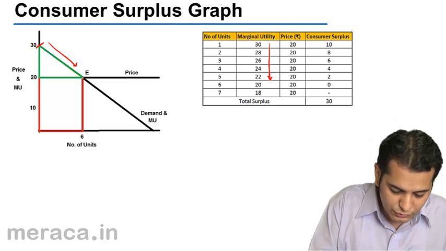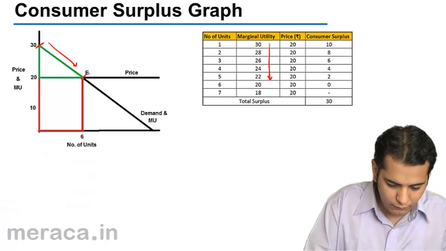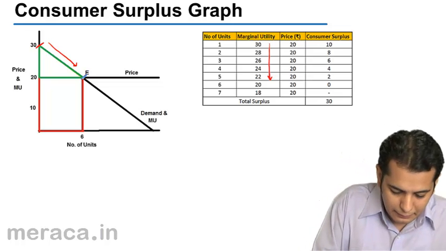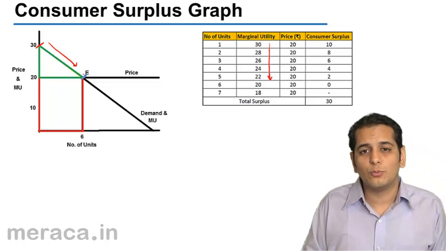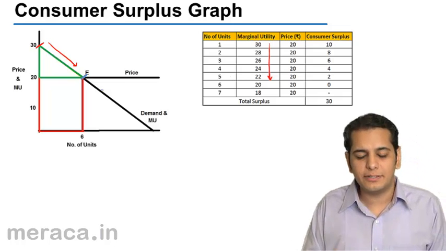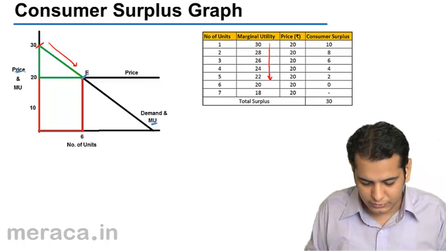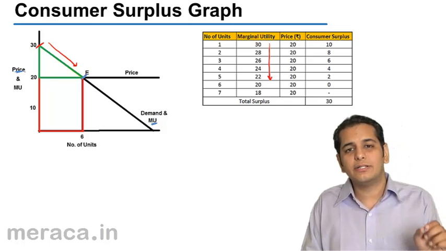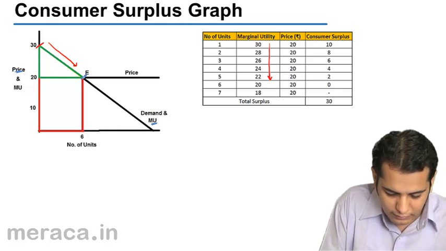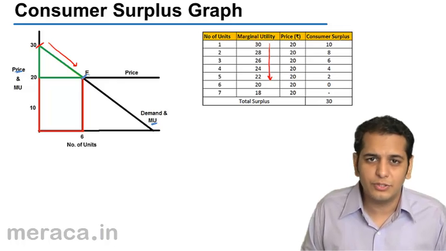And at the 6th unit, the consumer surplus is 0. Why? Because the marginal utility is equal to the price. The marginal utility here is 20. The price is also 20. So the consumer surplus is 0 here.